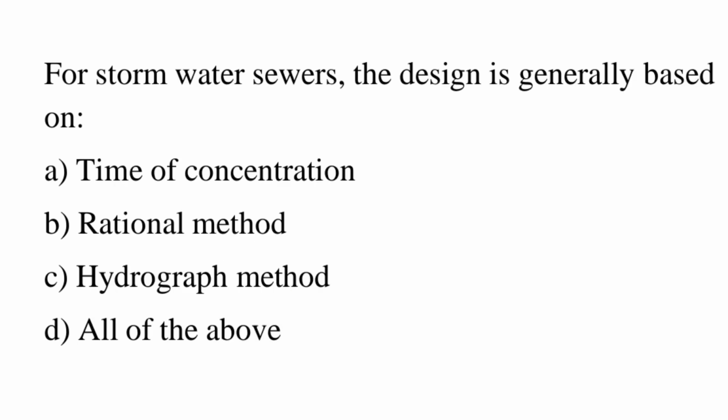Next question, for stormwater sewer, the design is generally based on: option A time of concentration, option B rational method, option C hydrograph method, option D all the above. So the correct answer is option D, all the above. So different methods may be adopted depending upon the catchment size. So we can use any method based on the catchment size. We can find out the size of the sewer.